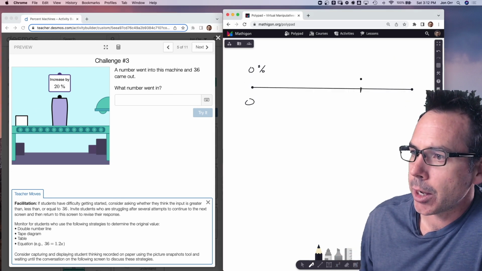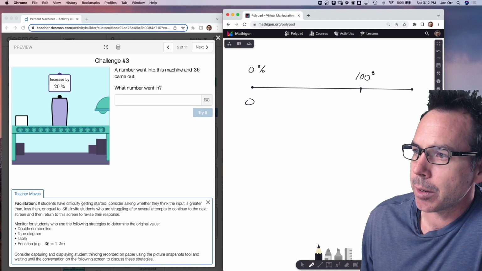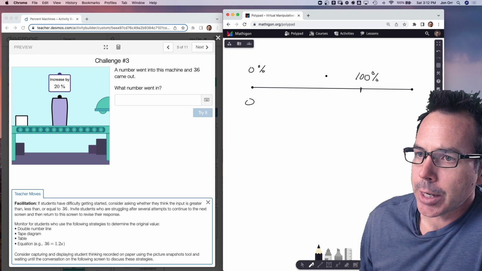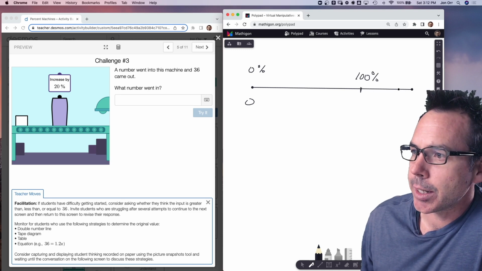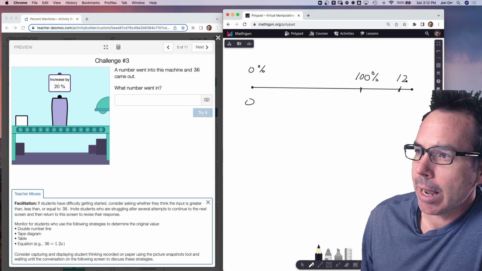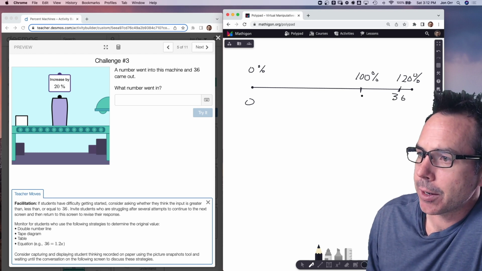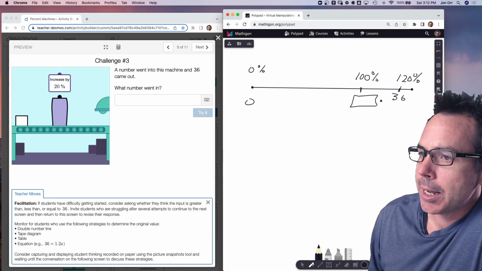I don't know my 100% this time, right? So here's my 100%. I don't know what went in, but I know that 36 came out and it increased by 20%. So now I have 120% here. It increased by 20%, and that's 36. And so we're trying to figure this number out on the number line here.